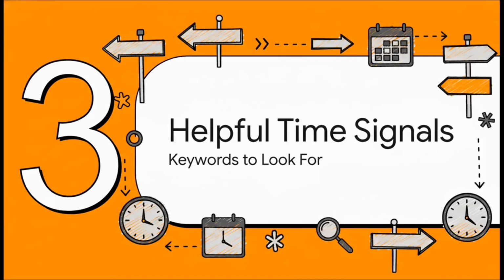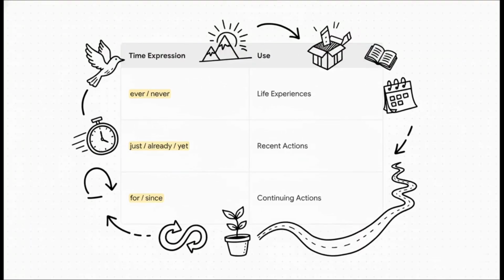So, as we've gone through these missions, you've probably noticed there are certain key words that keep popping up. Think of them as little flashing signs on the highway that say, hey, the time bridge is just ahead. Let's do a super quick review of them. You want to keep an eye out for ever and never when you're talking about life experiences. For recent stuff, look for just, already, and yet. And for things that are still going on, listen for for and since. If you hear any of those words, it's a huge clue that you should probably be using the present perfect.